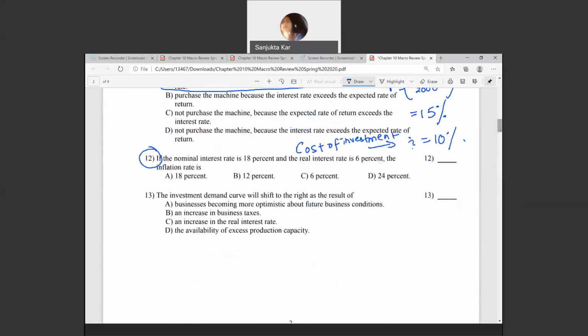Now going to question 12 here. Nominal interest rate is 18%, real interest rate is 6%, and they're asking us to find the inflation rate. It will be 12% because I know the nominal interest rate is real interest plus the inflation rate. Okay. Question 13, investment demand curve will shift to the right as a result of businesses becoming more optimistic about future business conditions.